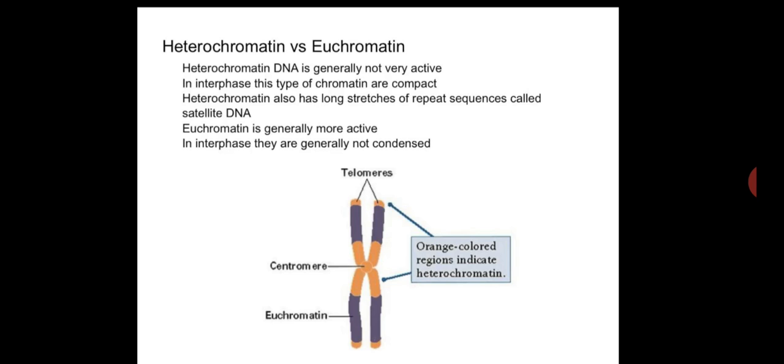So this heterochromatin region is known as the facultative heterochromatin region. According to the necessity of some functions, some cell requirements, sometimes the heterochromatin region becomes active. So that is known as facultative heterochromatin. The best example is the female mammalian X chromosome.